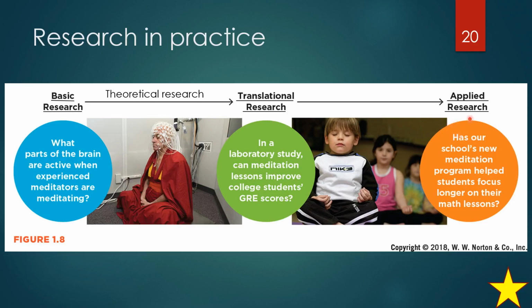Now, because this applied research can be really complicated and there can be so many different factors involved, there's also translational research, which really is just somewhere in between. So for example, in a laboratory study, can meditation lessons improve college students' GRE scores? So there's research that's kind of in between basic and applied research. There's no necessarily perfect example of something that is basic versus translational versus applied, but you can imagine that from basic to applied research, you get closer and closer to a real life example.